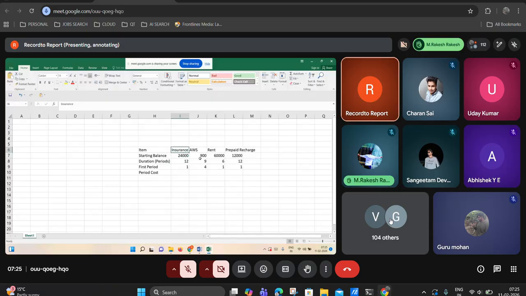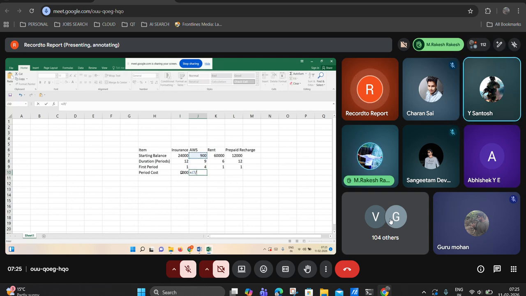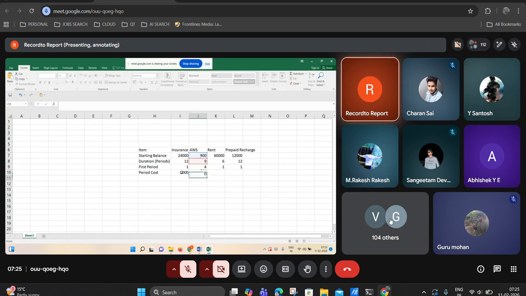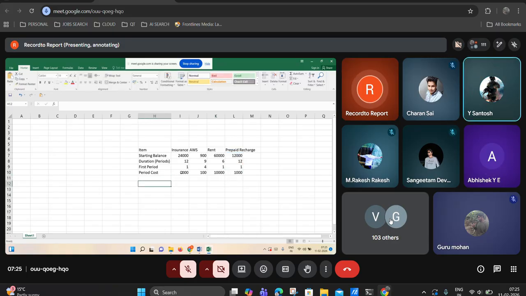What is the total amount paid for insurance? 24,000 divided by 12. How much period cost every month? 2,000 every month. The 900 divided by 9 months, the cost for every month is 100. The 60,000 paid for 6 months is 10,000 rupees each month. The 12,000 is paid for 12 months, so 1,000 each month. Assume this is the thing, guys.